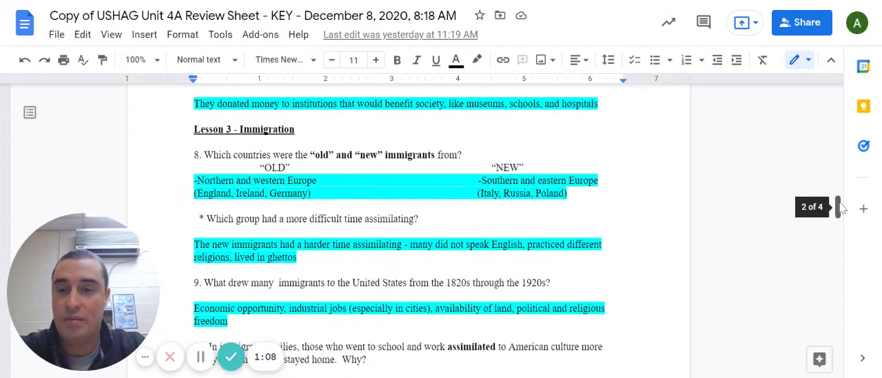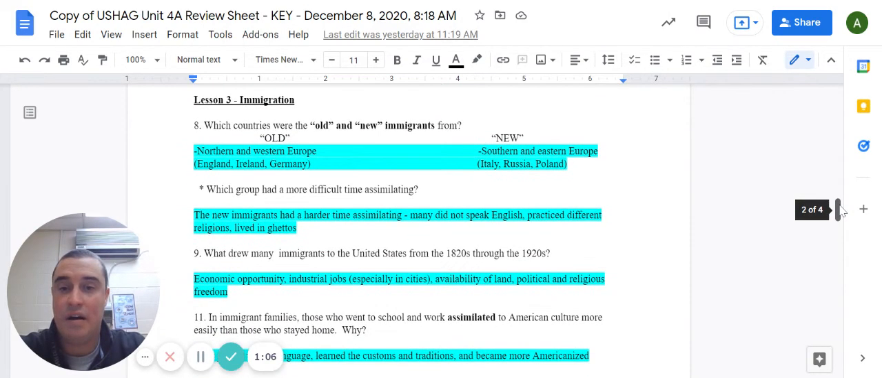Moving on to immigration, number eight, we kind of divide the immigrants that we talk about during this time period between old immigrants and new immigrants. The old immigrants were primarily from Northern or Western Europe, places like England, Ireland, and Germany, whereas the new immigrants were from Southern and Eastern Europe, places like Italy, Russia, and Poland.